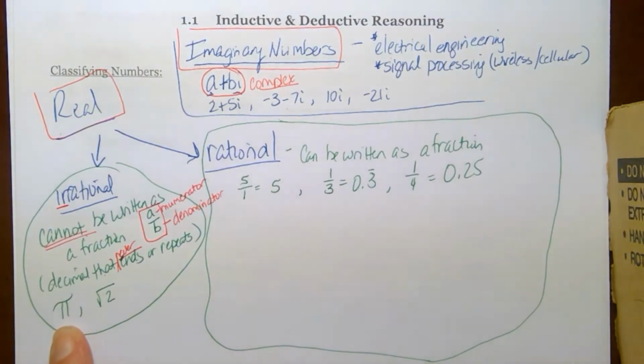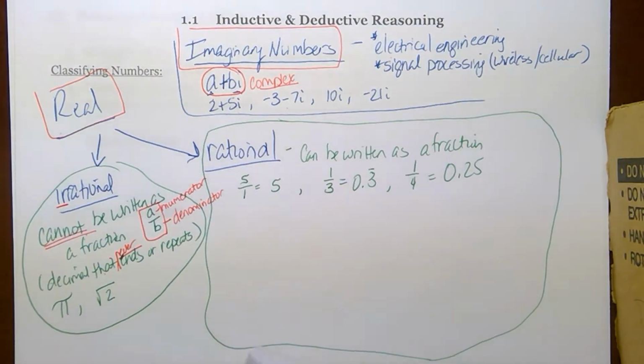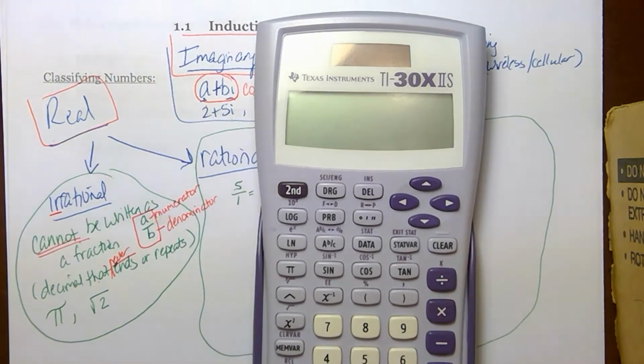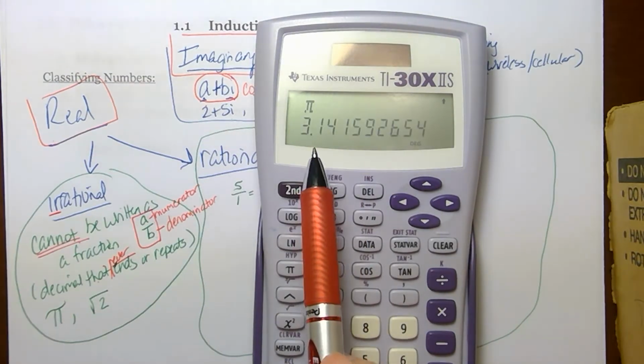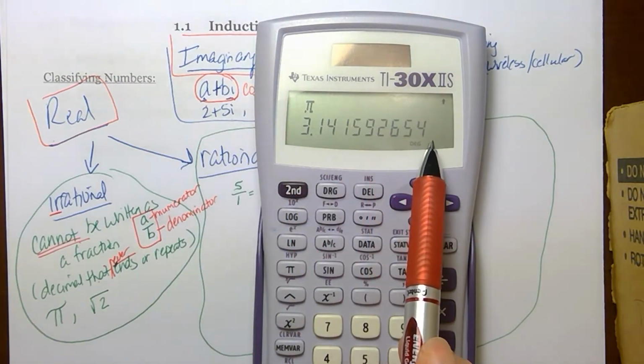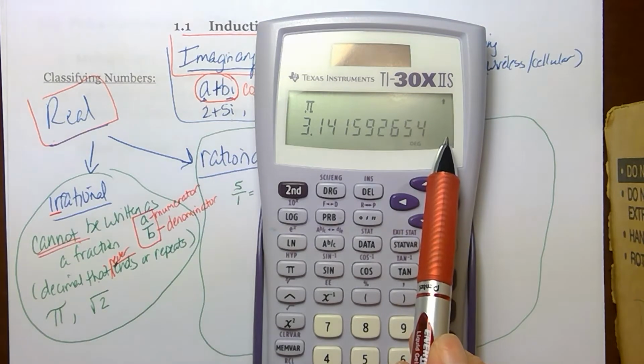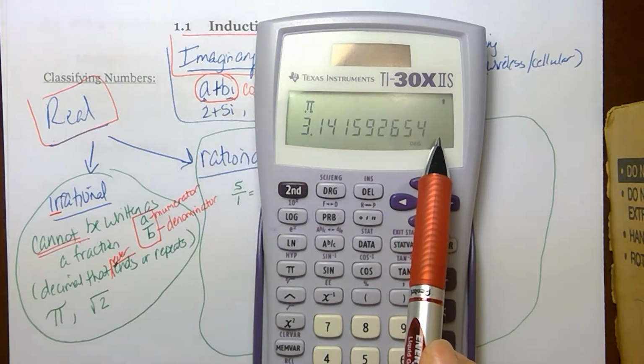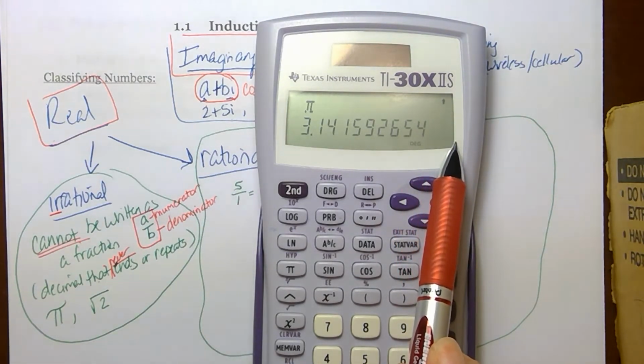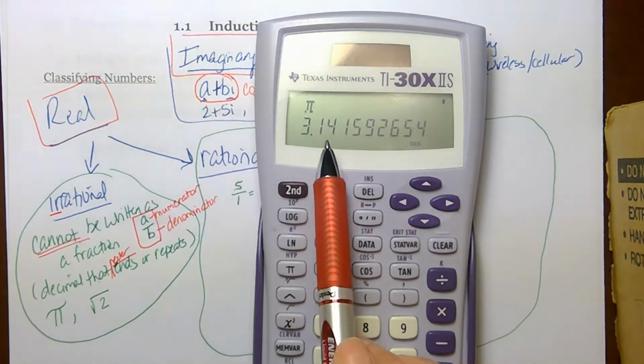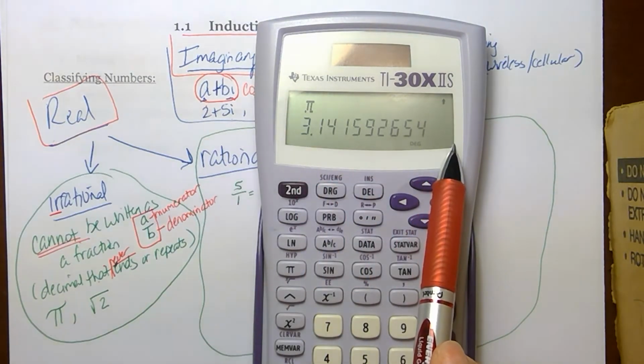We usually simplify it as 3.14. But if you pull out your calculator and you find that pi button on your calculator, when I press pi and hit enter, I see that my decimal goes all the way across the screen and then I run out of room. And the decimal doesn't end, it just stops because I ran out of space on my calculator. Pi has a never-ending, never-repeating decimal.